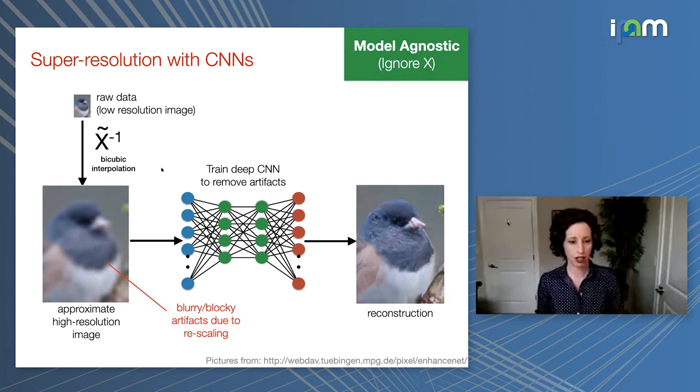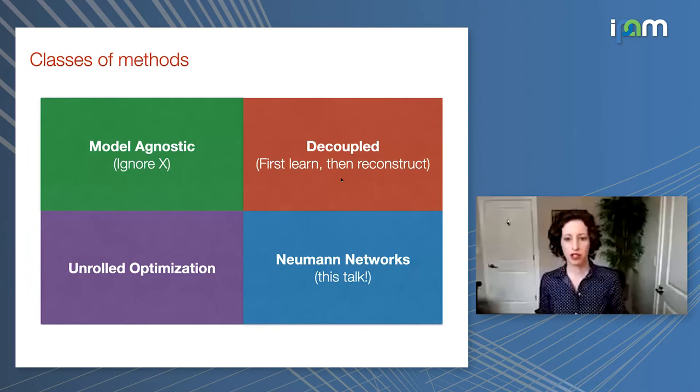Okay, so the next class of methods I want to describe is decoupled. By this, I mean we essentially have two things that we need to do. One is we want to use our training data in order to learn something about images. And second, we want to figure out what the underlying image beta is from the observations using the forward model. So decoupled approaches separate out the use of the training data and use of the forward model X. So let me show you an example of that.